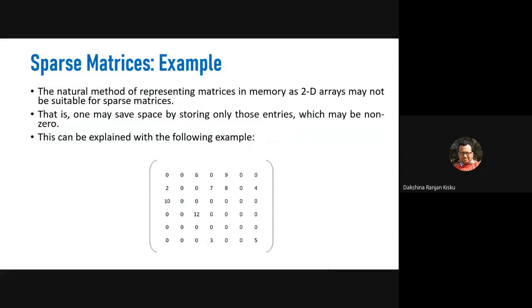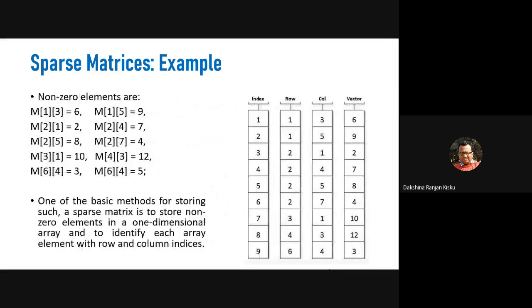So we will write the non-zero elements as an ordered collection of values which are associated with the row number and column number. Okay, now here you can see that for non-zero elements, we can write the row number and column number, then we write the value at that position. So M13 will be assigned by 6, M15 will be assigned by 9.